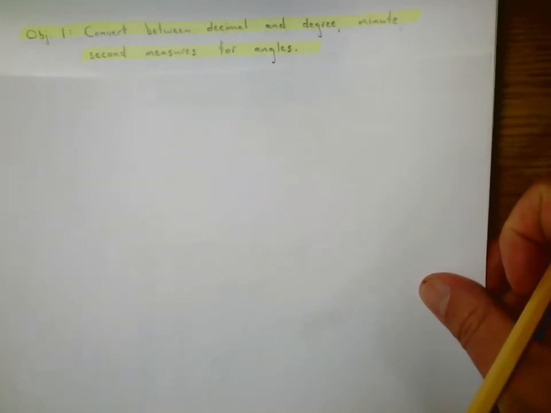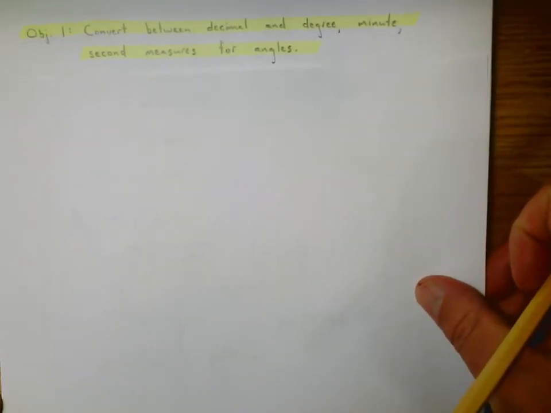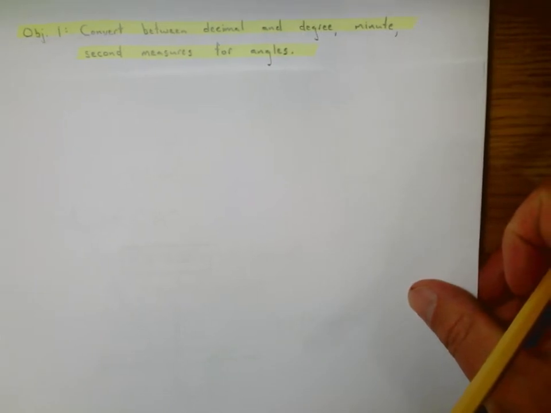our actual objectives. So the first objective that we're going to look at is the ability to convert between decimal and degree, minute, second measures for angles. So obviously we know things don't always occur in whole numbers, and if we're looking at the portion of a degree, we can do that with decimals, or we can do it with what are known as degrees, minutes, and seconds. We want to be comfortable with both because both have real-world applications.